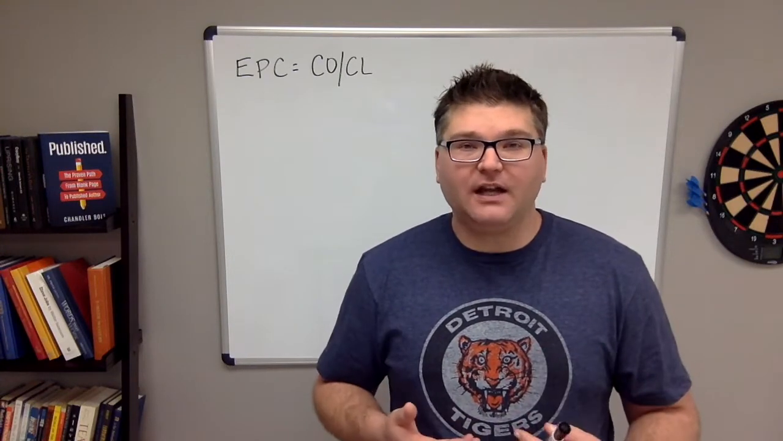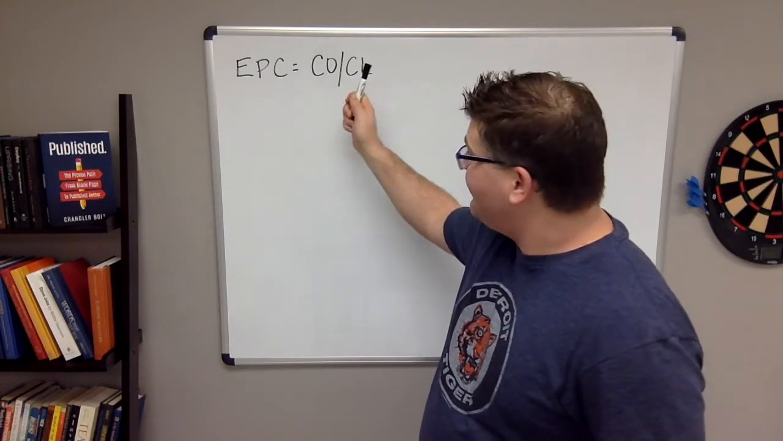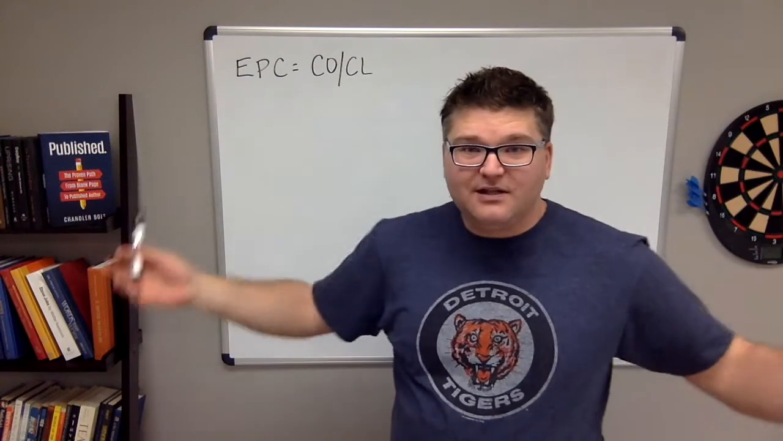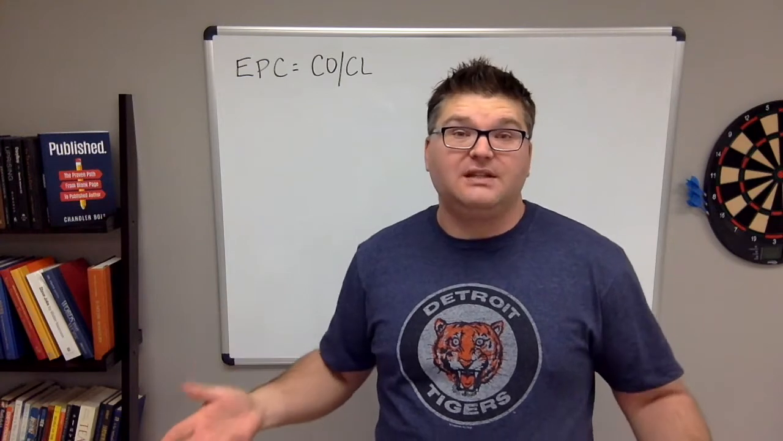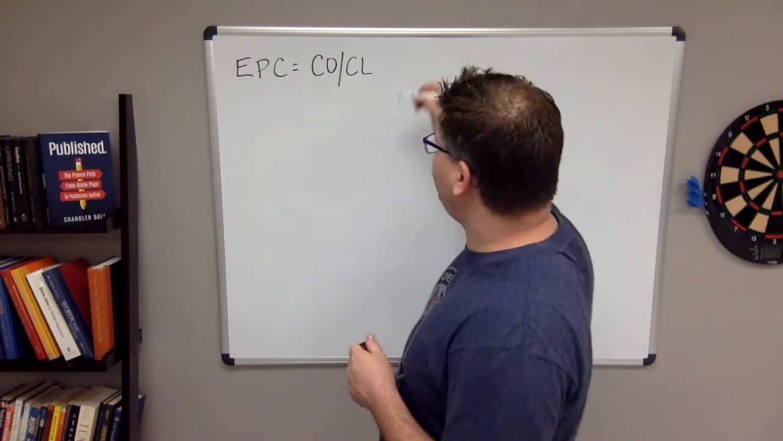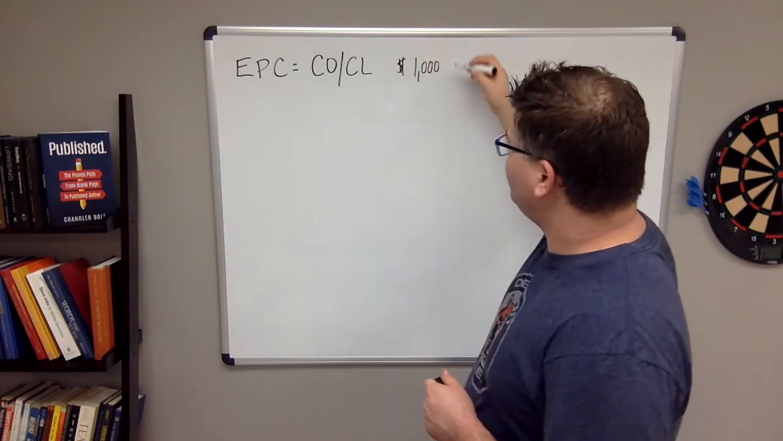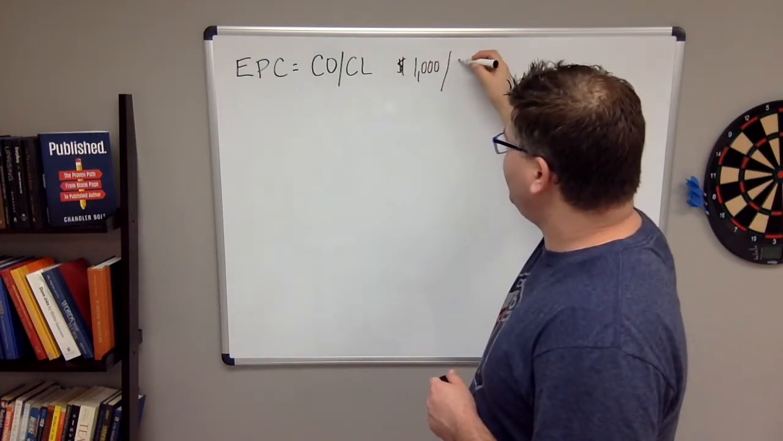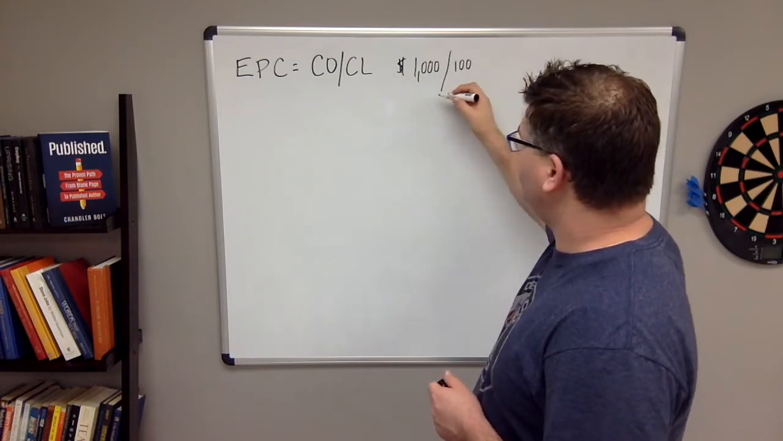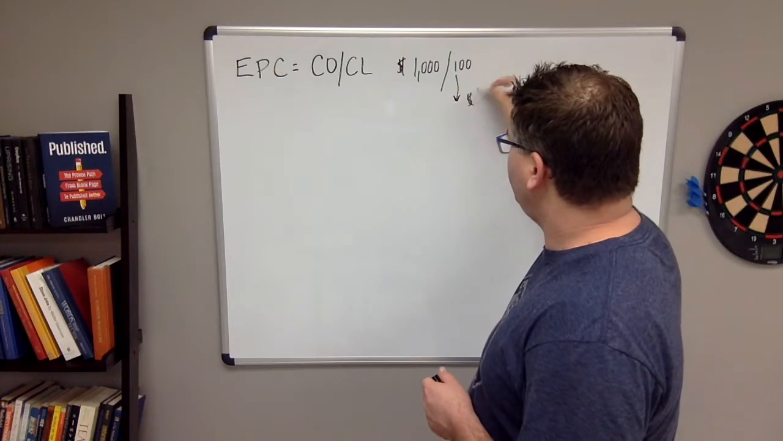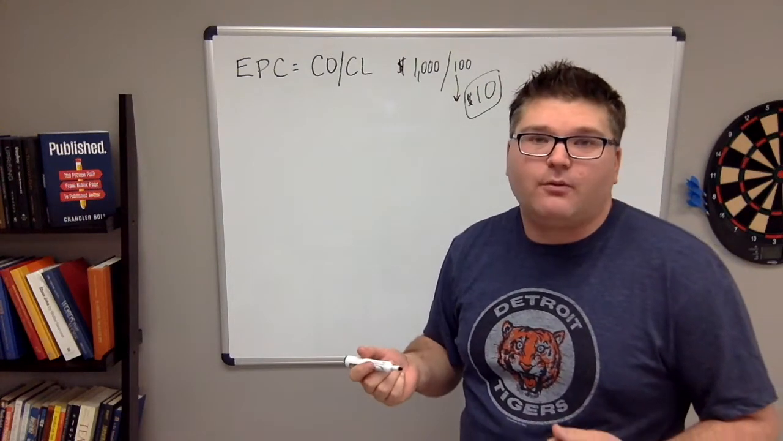So how do you calculate EPC? Well, it's very simple. It's commissions divided by clicks, CO divided by CL. That's really what it boils down to. Super easy. In other words, if you make $1,000 in commissions and you sent 100 clicks, well, your EPC is $10. There's your EPC. Super easy to figure out, really.